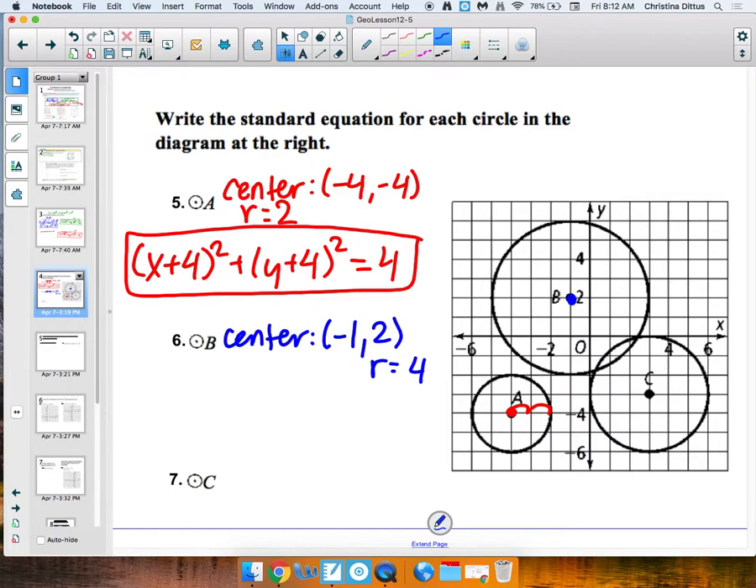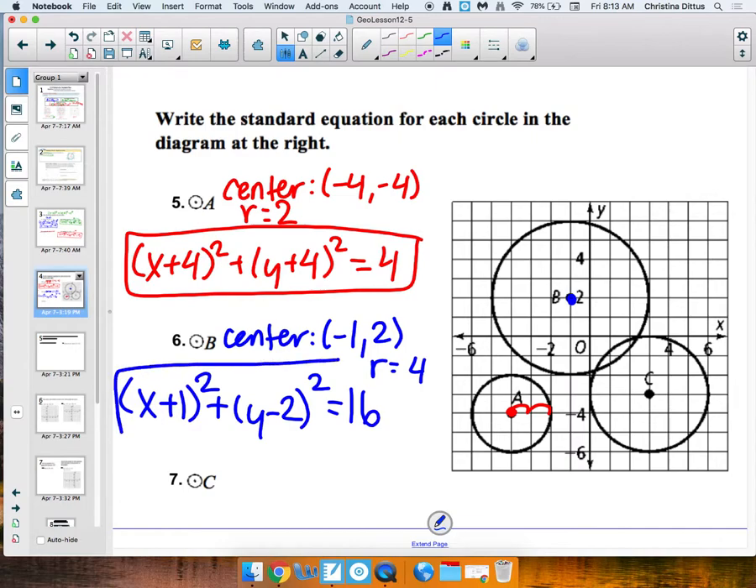Set up my equation. X plus 1 plus y minus 2 squared equals... 3, 9. Is that right? Well, x minus 1 squared plus 1 squared. Is it 4? 1, 2. X plus 1 squared plus y minus 2 squared equals 16. Yep. Okay. Good? Flip the page. We're not doing 7.